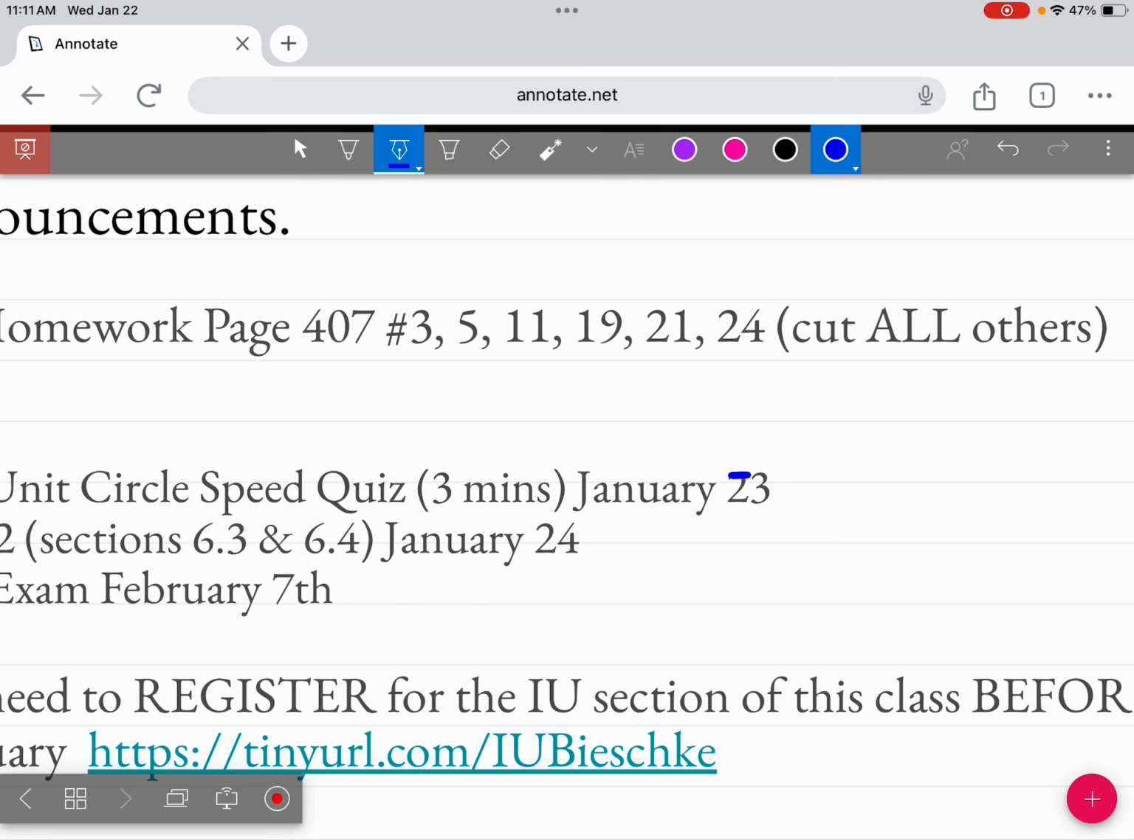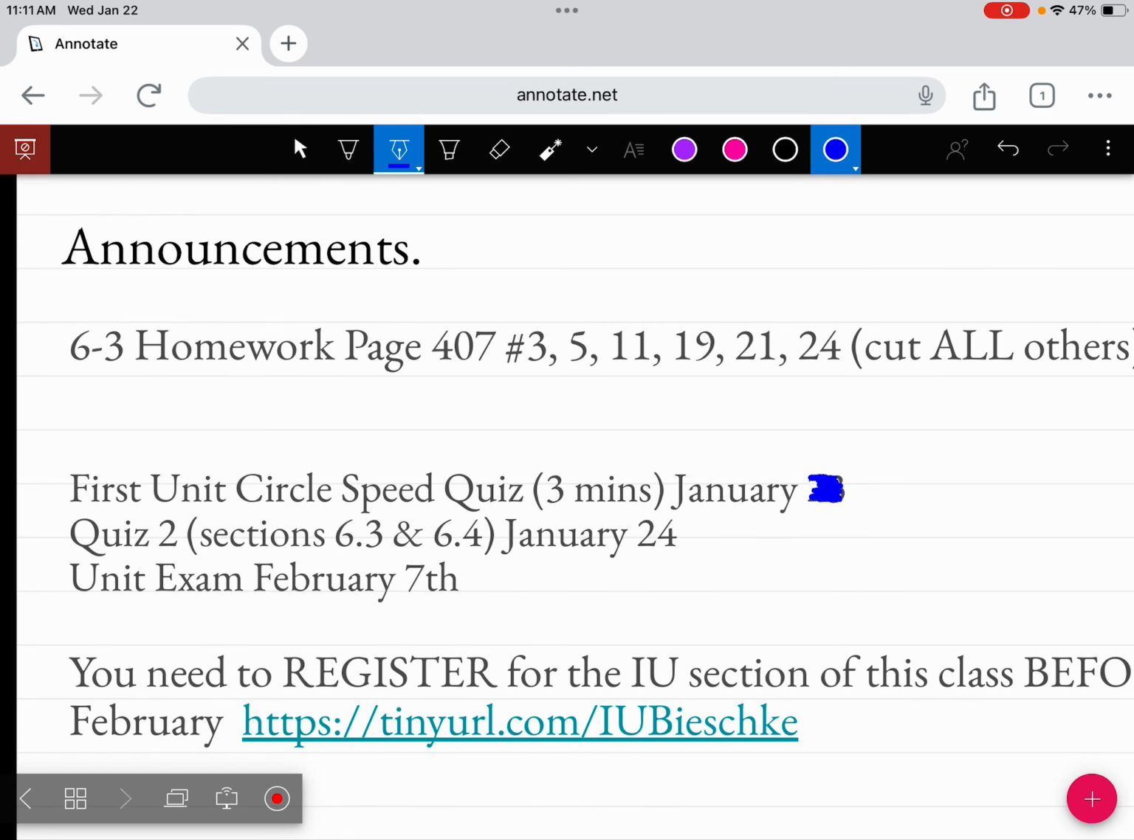So these dates are all off now because of the weather. So we're going to do the unit circle quiz on Friday. We're going to do quiz 1 tomorrow. And at this point, we're still planning to get the unit exam in on the 7th. We will adjust as needed. We had a couple of buffer days in there for weather. I don't know if we've used them all up yet. I'll see.